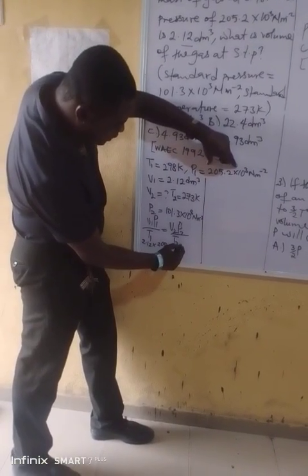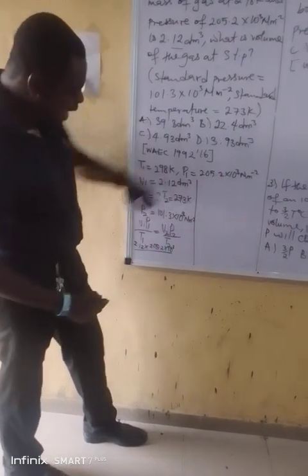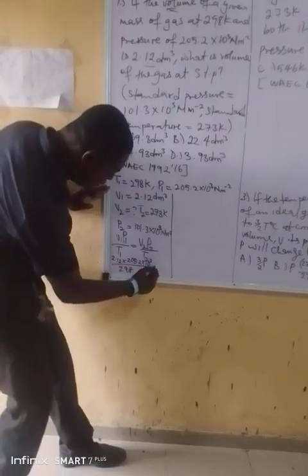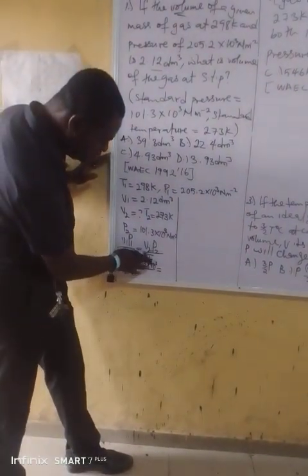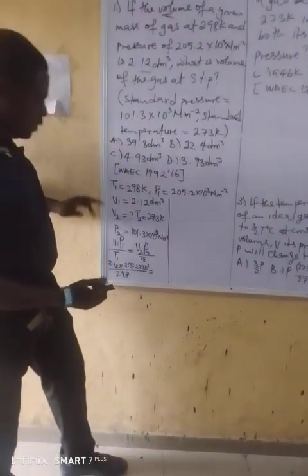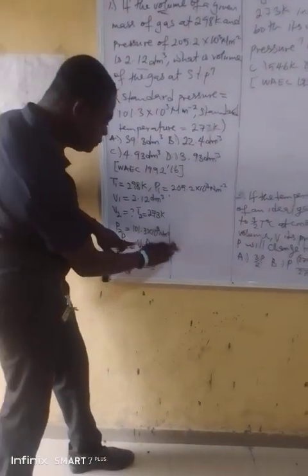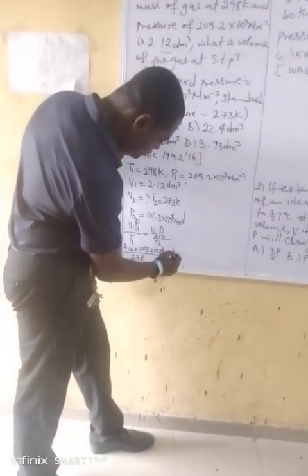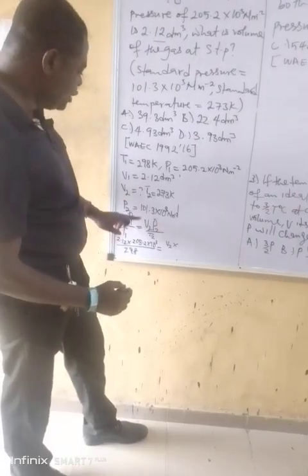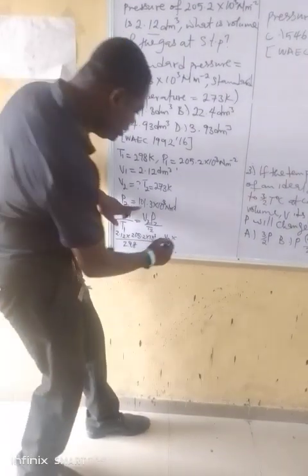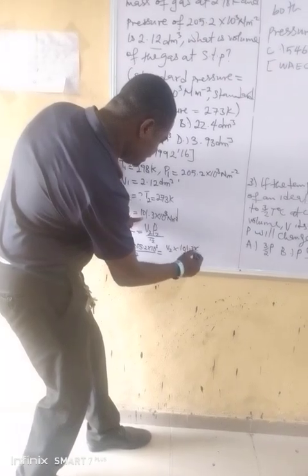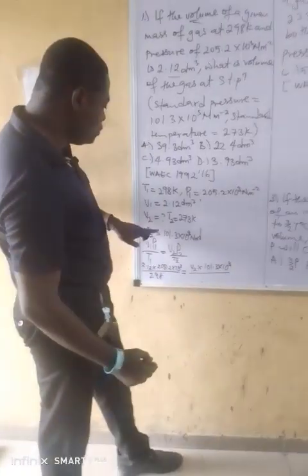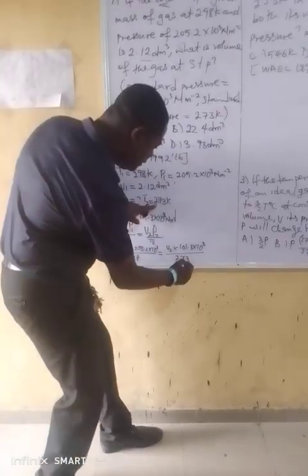to the power, divided by, what is my T1? 298 is equal to. Now, V2, what is my V2? My V2 is unknown. Then what is my P2? My P2 is 101.3 times 10 to the power 2, divided by, what is my T2? 273.